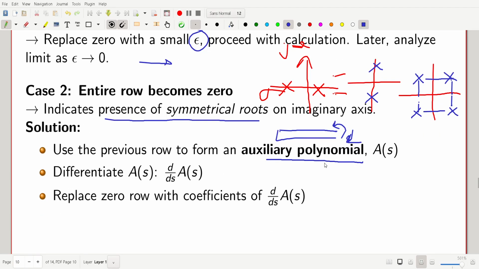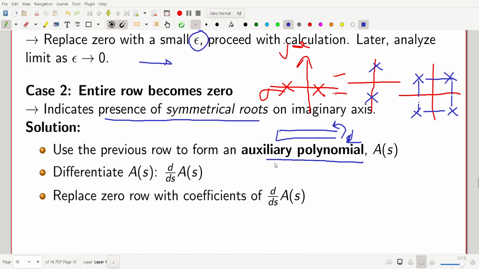I'm just giving intuitive understanding here, because this question is not related to this. Once we proceed to solve further questions, you will encounter this case and understand it in a better way. But the point is that whenever we observe symmetry in the roots, we get a complete row of zeros. But the system is not stable, it is unstable. We need to solve the auxiliary polynomial.